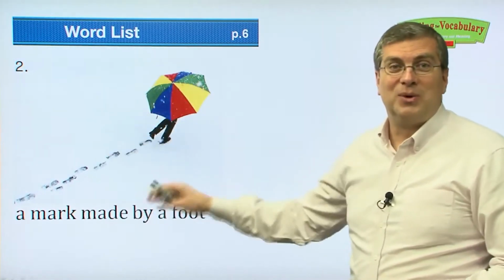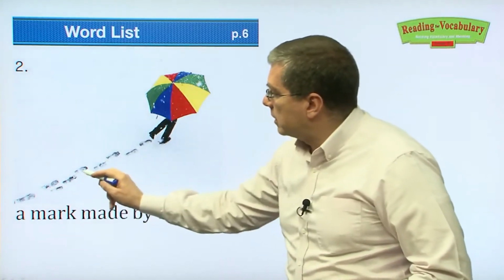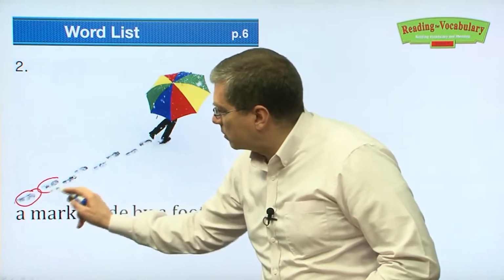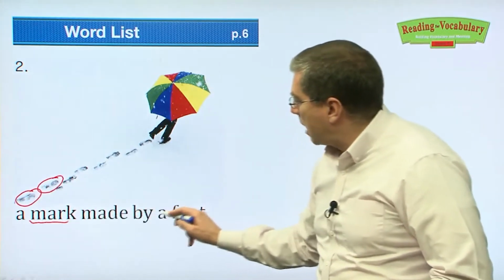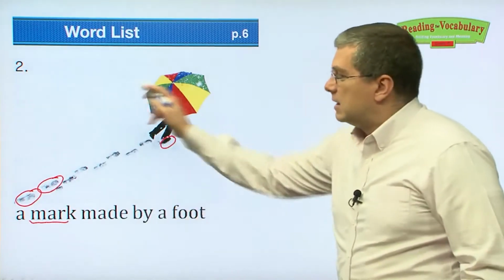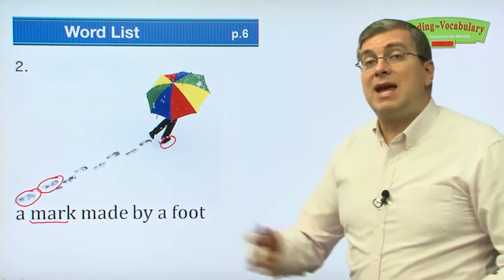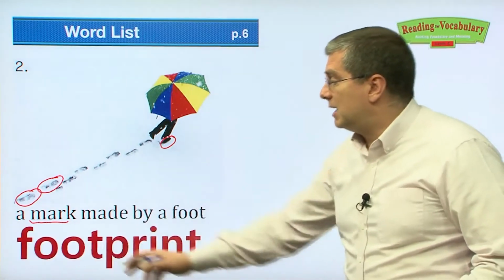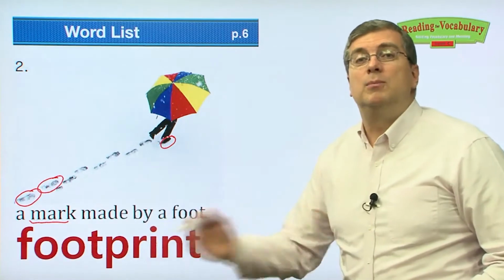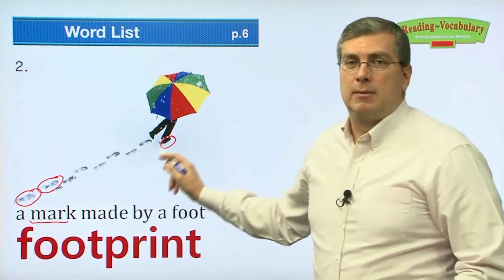Okay, next one. Oh, this is the opposite of a jungle, right? It's very cold. There's a lot of snow on the ground. But look at what happens when somebody walks across the snow. They're making marks. So this word is a mark made by a foot, right? When a person or an animal is walking in the snow, in the sand, in the mud, what do they leave behind them? They leave behind them a footprint. Footprint. This person is leaving many footprints behind them.